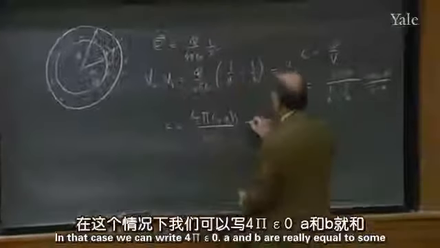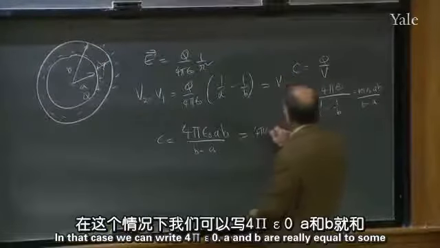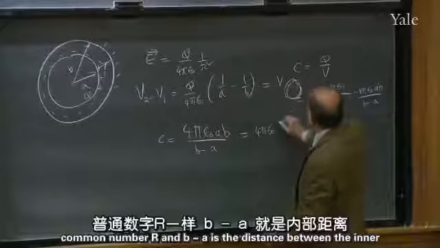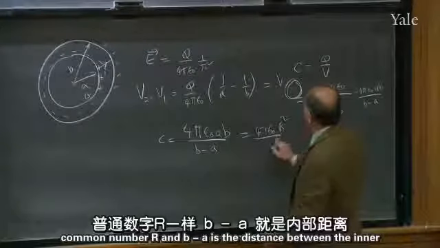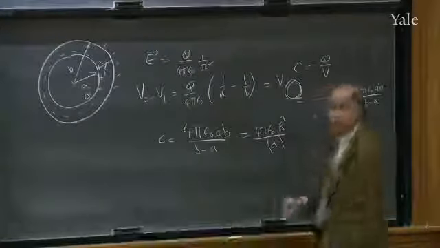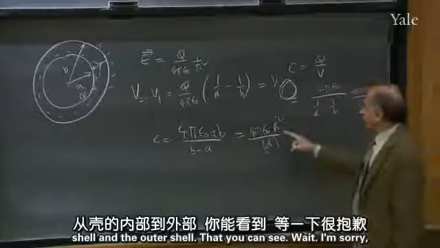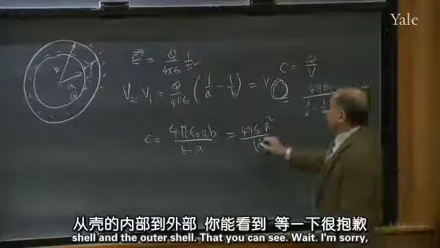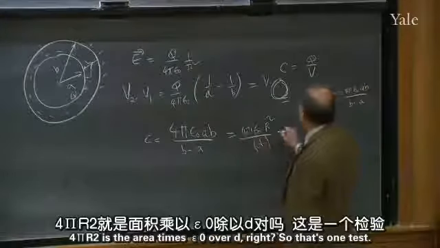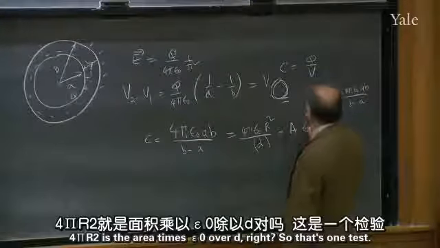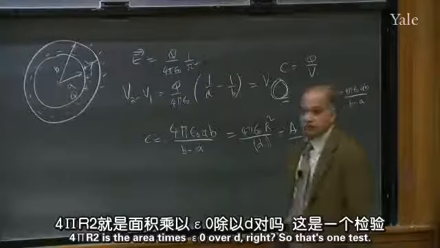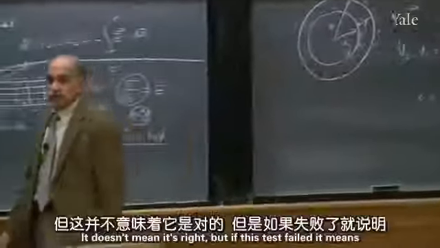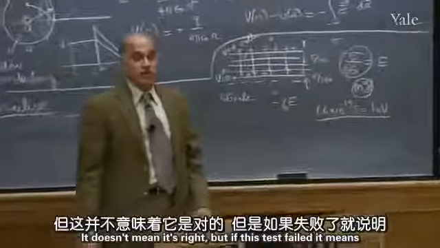In that case, we can write 4 pi epsilon 0. A and B are really equal to some common number r, and B minus A is the distance d between the inner shell and the outer shell. That you can see, 4 pi r squared is the area times epsilon 0 over d. Right? So that's one test. Doesn't mean it's right, but if this test failed, it means you're definitely wrong.